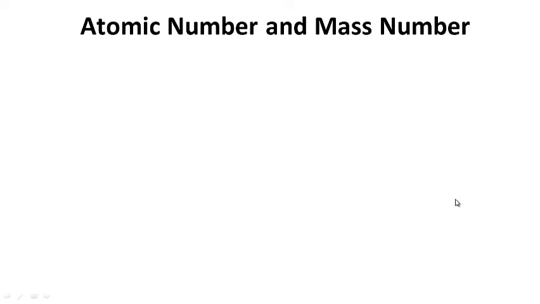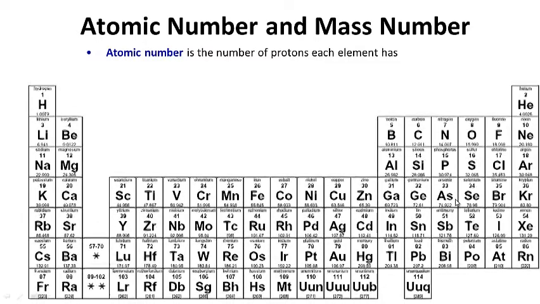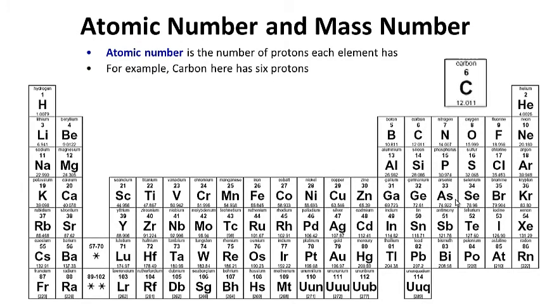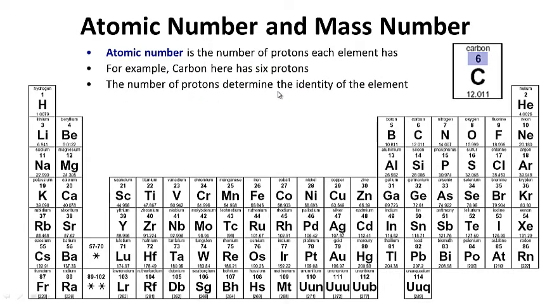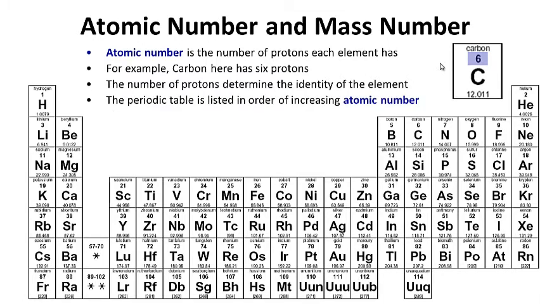All right, atomic number and mass number. Atomic number is the number of protons each element has. For example, carbon here has 6 protons in its nucleus. The number of protons determines the identity of the element. In other words, all carbon atoms have to have 6 protons in their nucleus in order for it to be a carbon atom. The periodic table is listed in order of increasing atomic number.